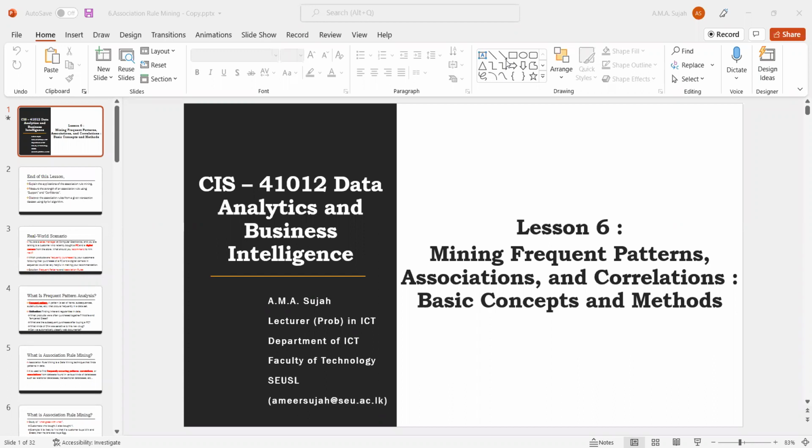We are discussing different data mining techniques. What are they? Yeah, clustering, classification, regression, association rule mining. So today we are going to discuss association rule mining. The title we are going to discuss is mining frequent patterns and association rule mining. Those are the concepts we are going to discuss today.